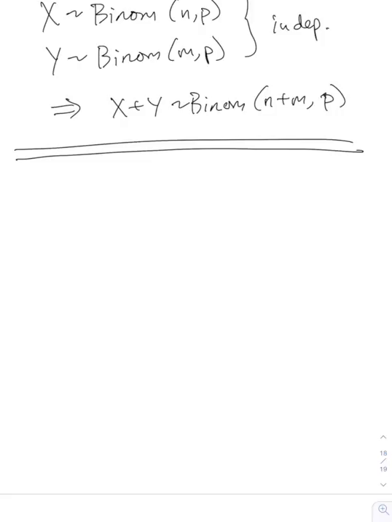So that's 6.3, sums of independent random variables. 6.4, well, let's not do 6.4 yet. Let's take a detour. We want to take a detour and look at some notes.